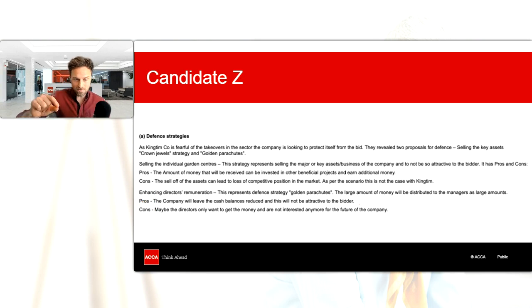This one is very concise. Maybe you could argue too concise, but they've nailed the requirement, haven't they? They've gone, right, here's selling the garden centres, here's enhancing remuneration. So this is the pros and cons of each. So the structure and things are a lot different compared to the previous one.